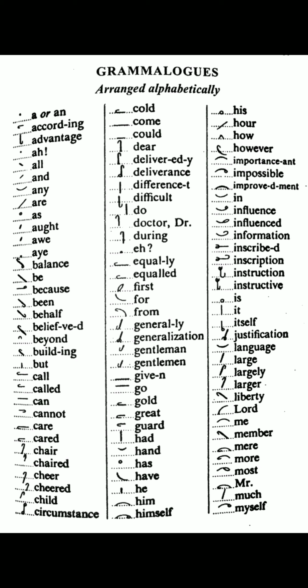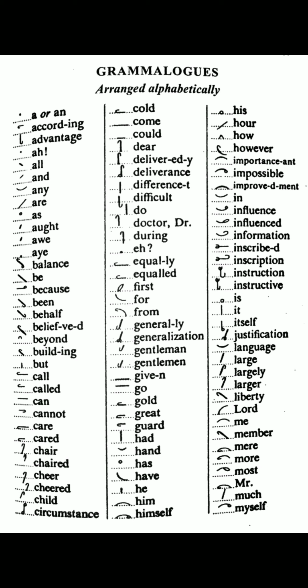Instructive. Small circle on the line for is. T on the line for it. T through the line with a circle for itself. JS circle shan hook for justification on the line. NG above the line for language. J above the line for large. J with L hook above the line for largely. J with R hook above the line for larger.